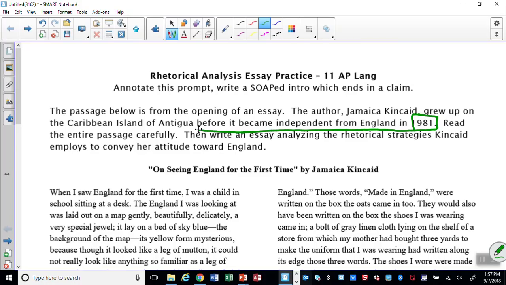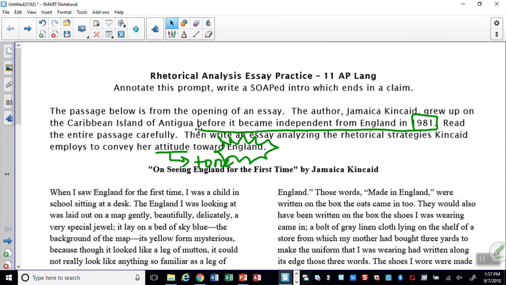So then I get into the prompt. What is it asking me? Write an essay analyzing rhetorical strategies Kincaid employs to convey her attitude toward England. So this is my big thing that I'm going to focus on, an attitude. I'm going to think of tone. So I'm going to put that down here so I don't forget. And specifically, we're focusing on England.